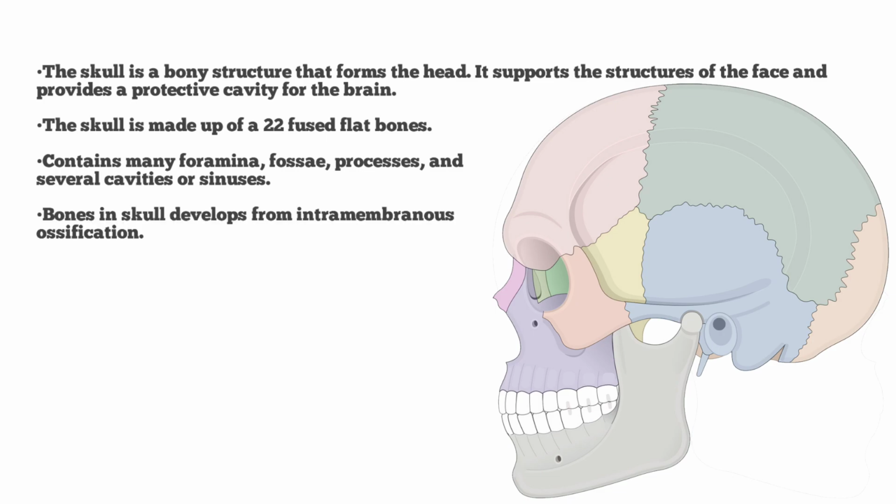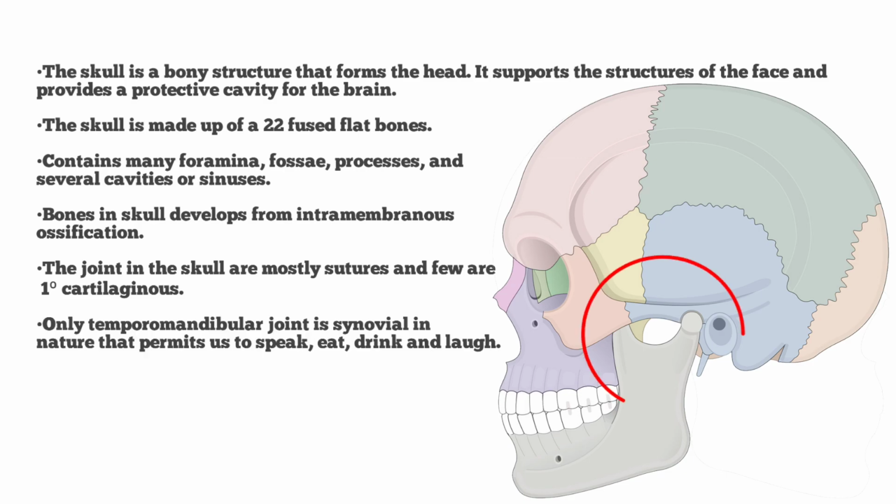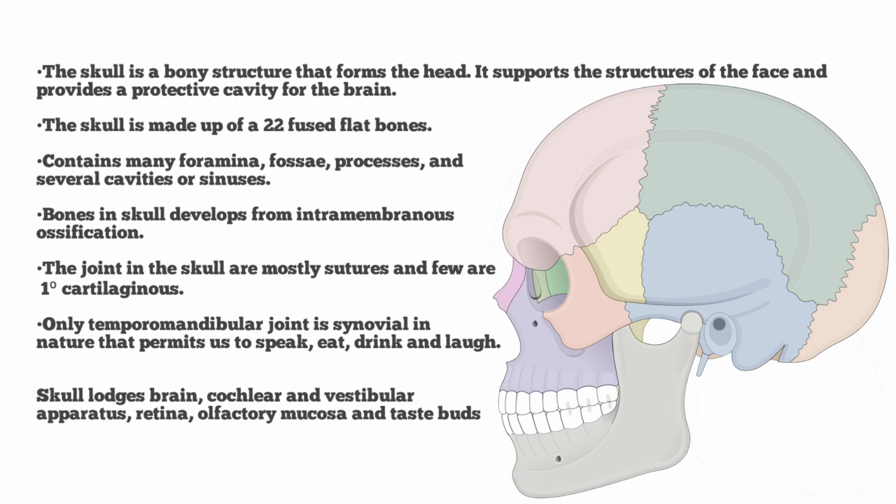Bones in the skull develop from intramembranous ossification. The joints in the skull are mostly sutures and a few are type 1 cartilaginous. Only the temporomandibular joint is synovial in nature, which permits us to speak, eat, drink and laugh. The skull lodges the brain, cochlear and vestibular apparatus, retina, olfactory mucosa and taste buds.